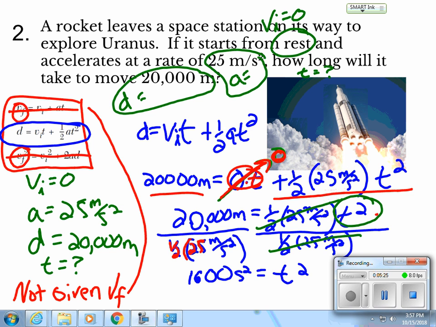Now we're almost done, but we haven't solved for the time. So I square root both sides. Notice my unit was squared inside the square root, so I can square root both numbers. My seconds squared becomes a single seconds, and my number becomes 40. So now I have 40 seconds, and my T squared becomes a single T. It takes me 40 seconds to go a distance of 20,000 meters. And that's the end.